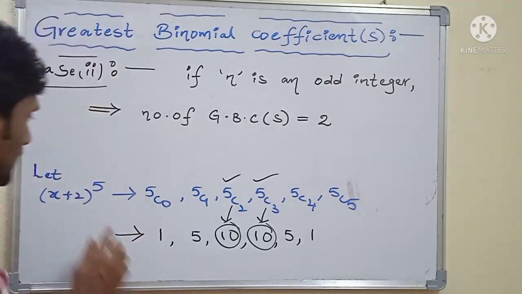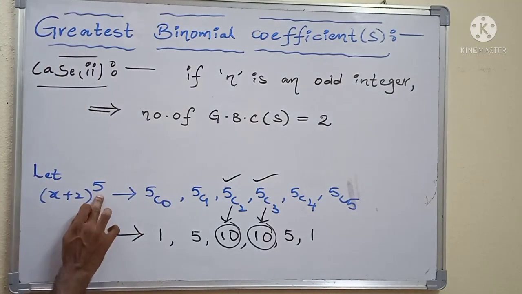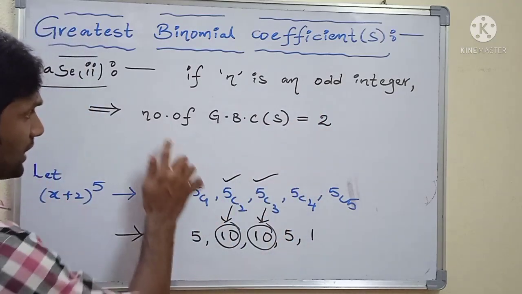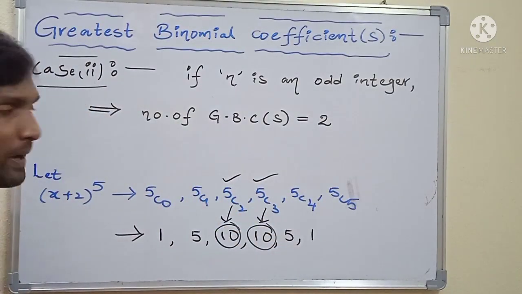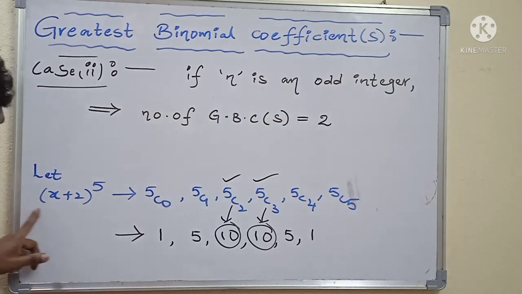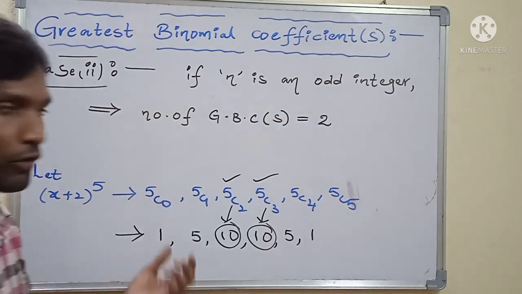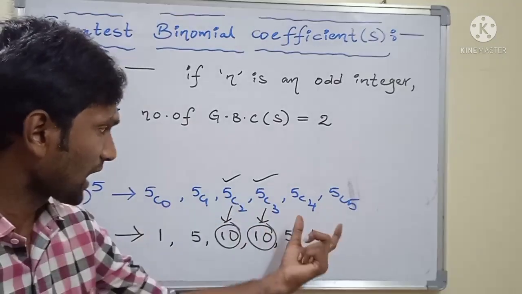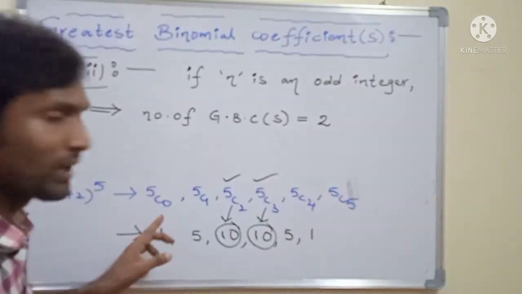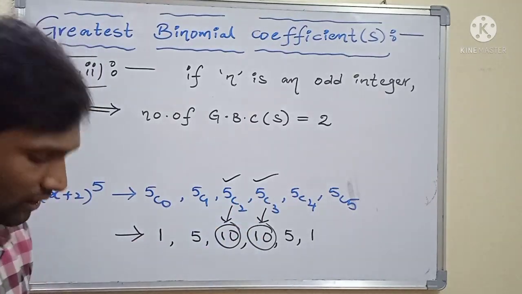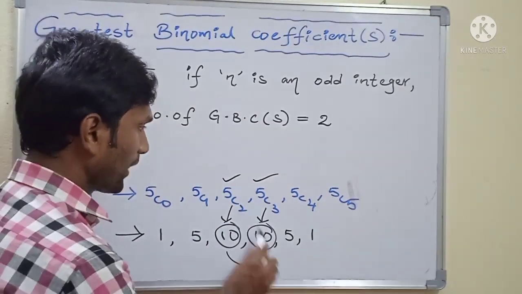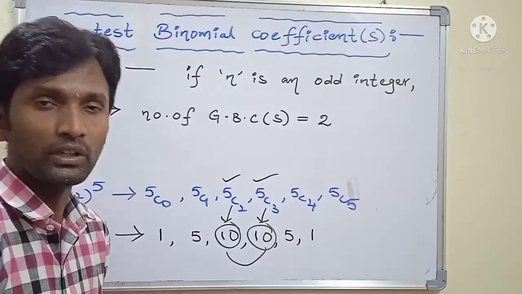So that means if n is an odd integer, then the number of greatest binomial coefficients of the given expansion equals 2. In the expansion of (x + 2)^5, the binomial coefficients are like this. Among these binomial coefficients, the value of 5C2 is 10 and 5C3 is also 10, where 5C2 and 5C3 both have the same value, 10.